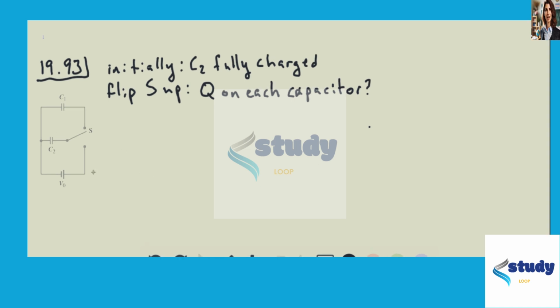19.93, we have this circuit here. Initially the switch is down so that C2 is fully charged to the voltage V0. And then we imagine flipping the switch up so that C1 and C2 are connected to each other. And we want to find the charge on each capacitor after that happens.